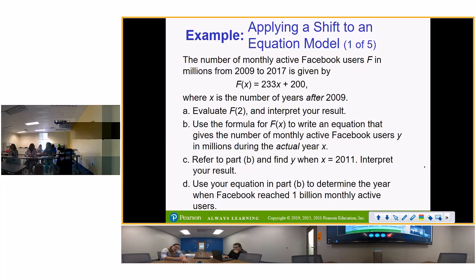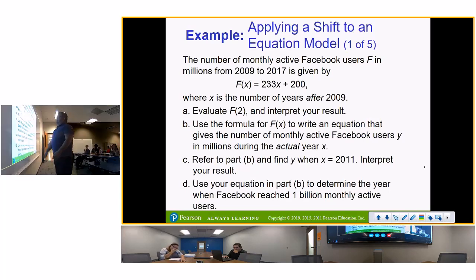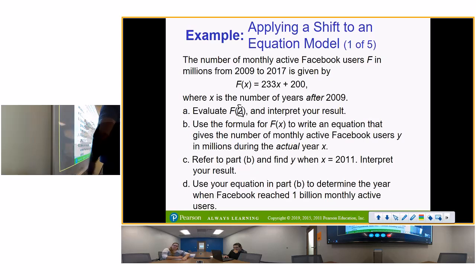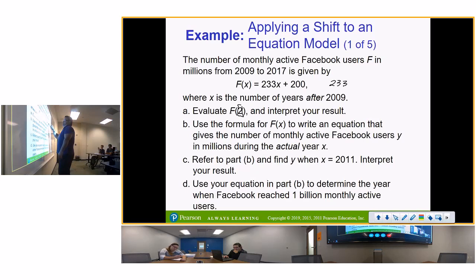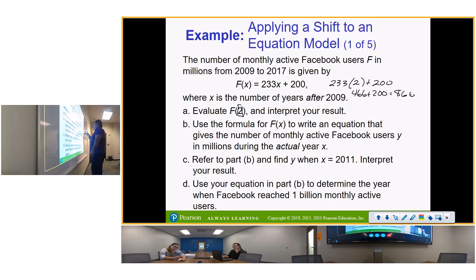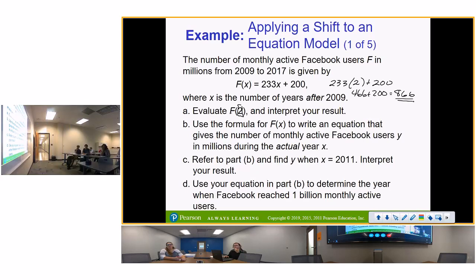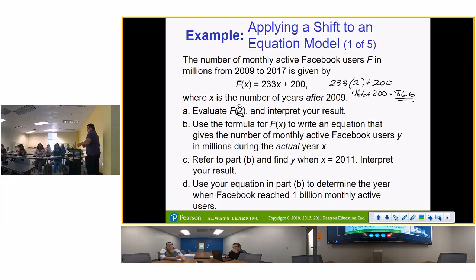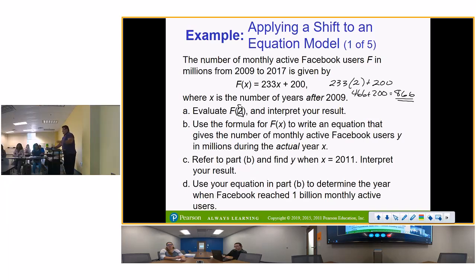So, what do you do whenever you have a 2 in parentheses right here with an F? Plug and chug. So that'll be 233 times 2 plus 200. That'd be 466 plus 200, which is equal to 666. Or you can go to your handy dandy calculator.